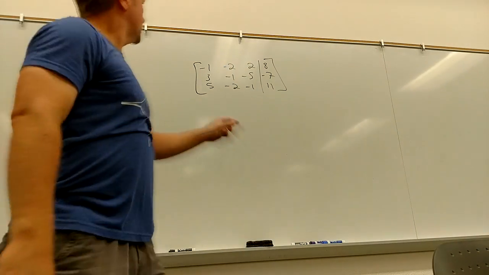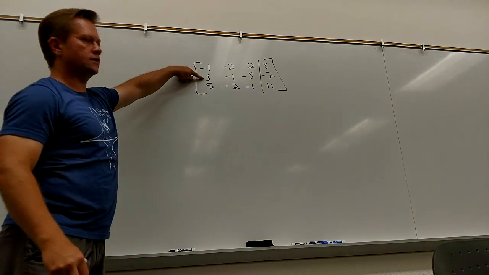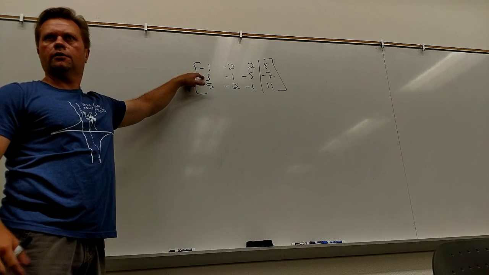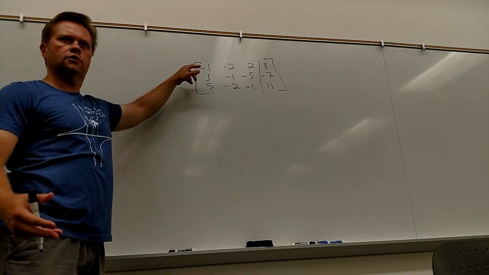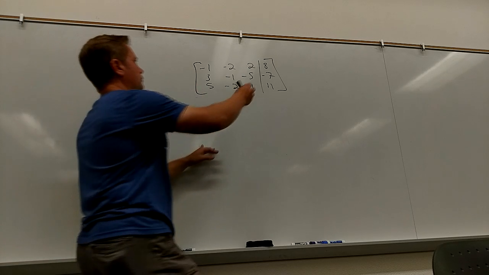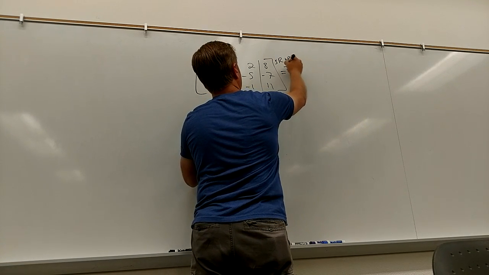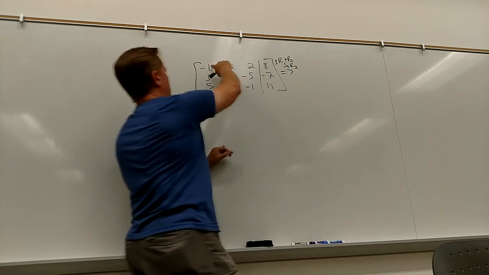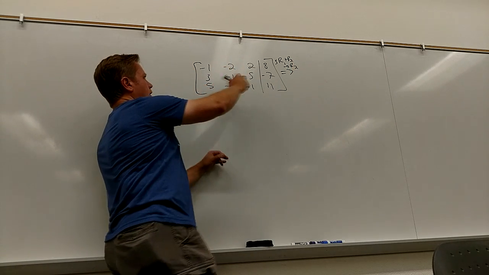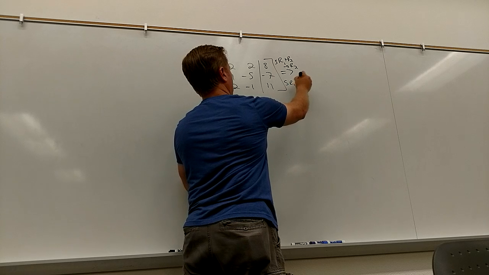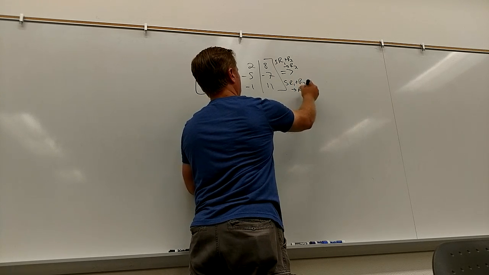It's kind of nice that it's a negative 1 already, because how would I kill this 3 here, knowing my goal, I want to make zeros. Multiply row 1 by 3. Add it to row 2, put the answer in row 2. And then I can multiply it by 5. That's row 3, answer in row 3. I like it.